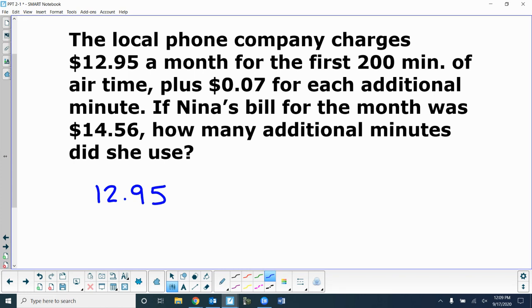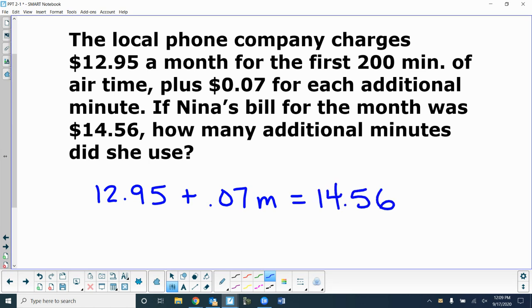In your equation? No, okay. So what comes after the 12.95? Yeah, and I'm going to add it, right? And what variable do you want to use? Okay, M for extra minutes. And what's that equal? Right. Her bill was $14.56.